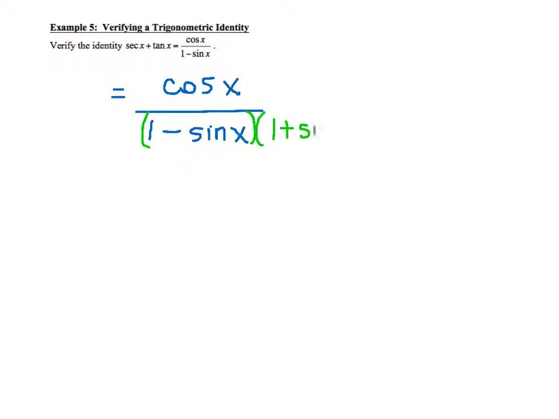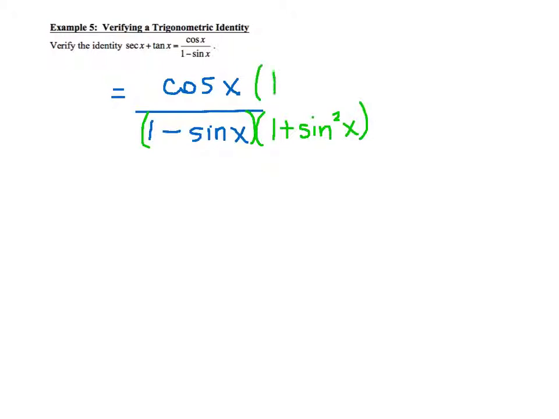Now for example 5, sometimes it's nice if you can multiply by a conjugate. And if you remember, a conjugate is how you can simplify your denominator. So we're going to simplify the right hand side here. So we're going to have a cosine of x over 1 minus sine of x. So what we need to multiply by then is a conjugate, which is a 1 plus sine x.